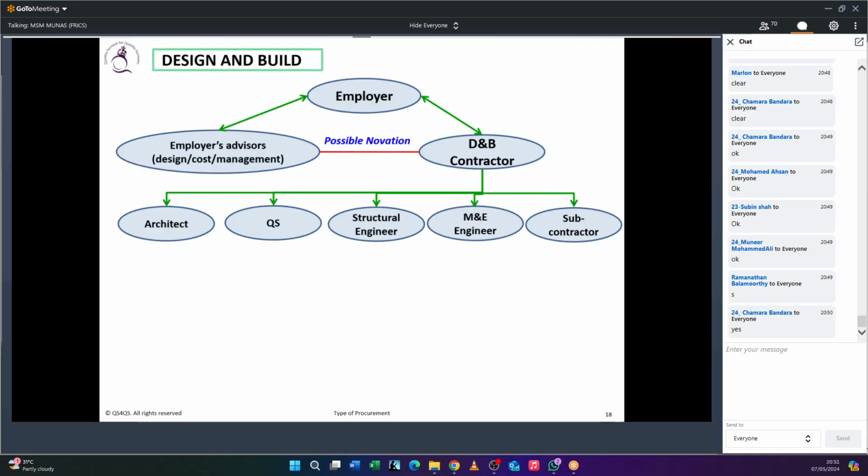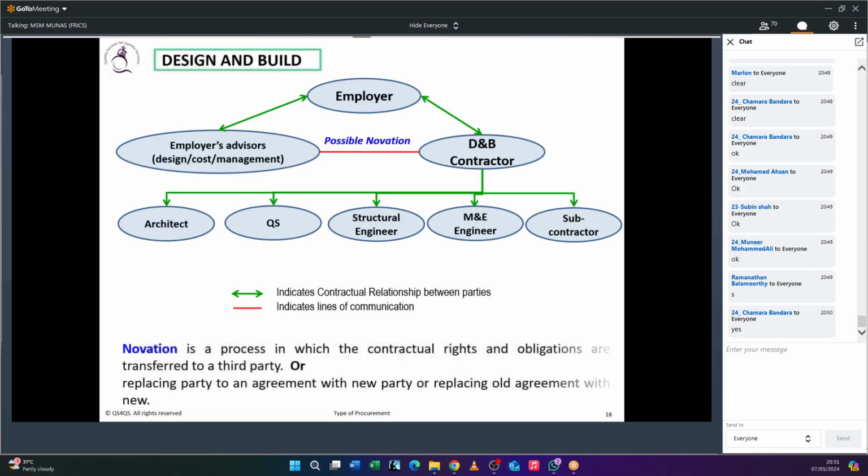So under design and build, how does this procurement work and how does it move? Okay, so we'll have a small explanation. I just put the answer, but you have to study the novation. Now let us understand what's happening here. The employer will hire an employer's designer or advisor. What these people will do is listen to the employer's perspective or requirement.